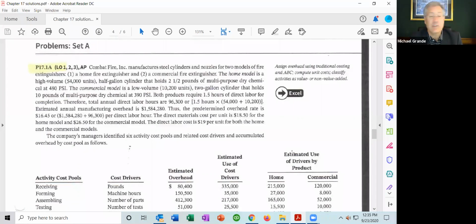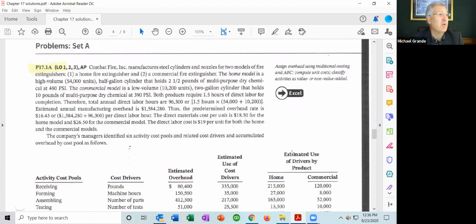One, a home fire extinguisher, and two, a commercial fire extinguisher. The home model is a high volume, meaning they sell 54,000 units, half-gallon cylinder that holds 2.5 pounds of multi-purpose dry chemical at 480 psi. The commercial model is a low volume. They only sell 10,200 units. Now, the number of units here is important because you're ultimately, at some point in time, going to be asked to calculate cost per unit. The number of units is important. And that's a 2-gallon cylinder that holds 10 pounds of multi-purpose dry chemical at 390 psi.